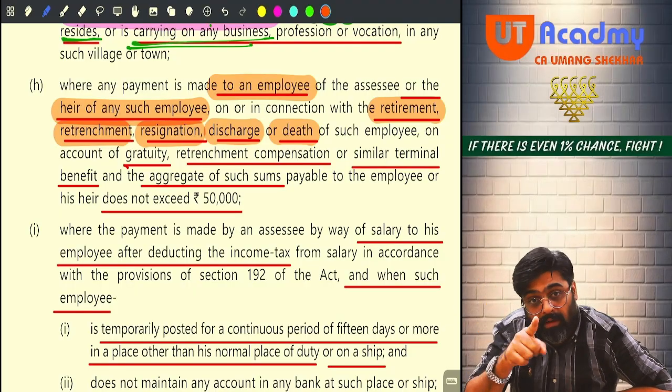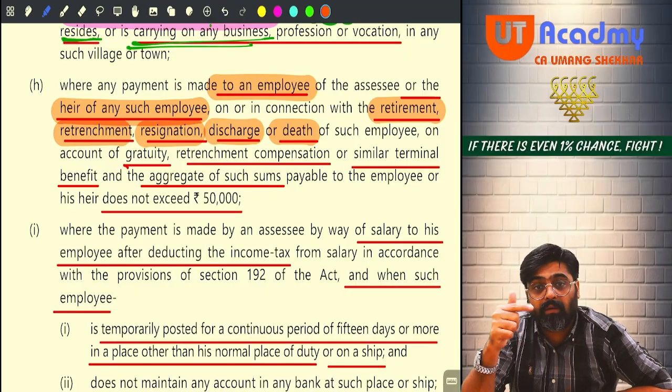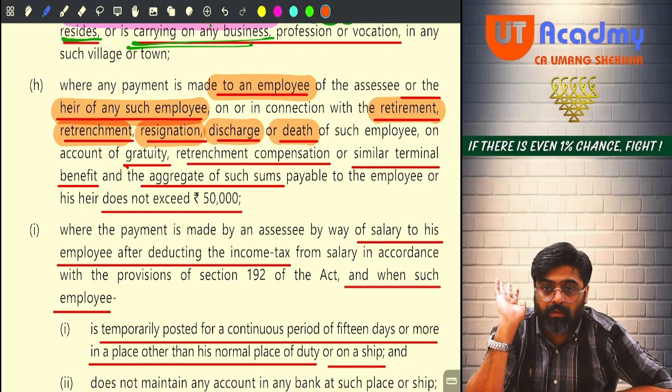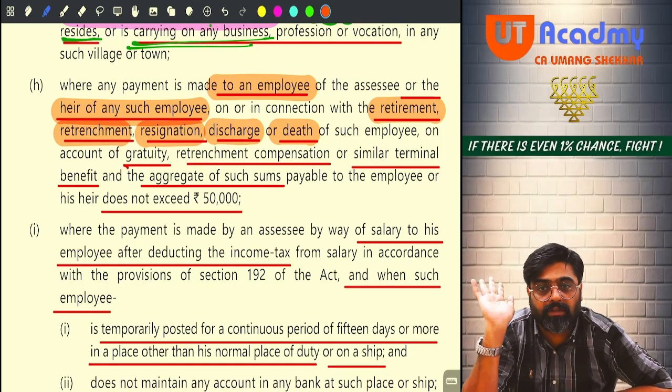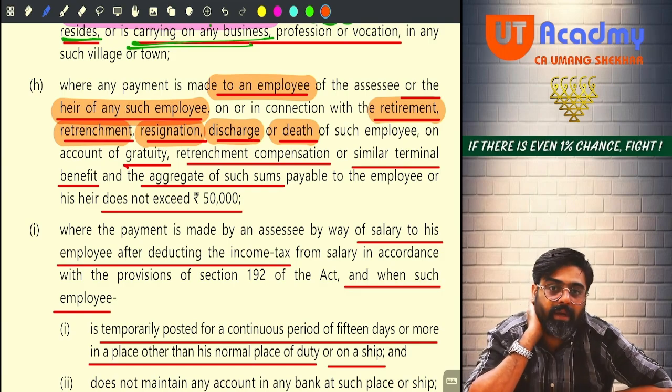But if these retirement payments to your employees are more than 50,000, then you have to compulsorily pay through prescribed modes. Then it will not be covered by rule 6DD. Getting my point? Should I move ahead?